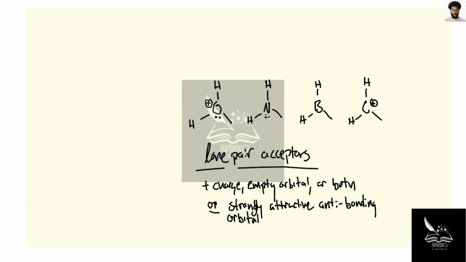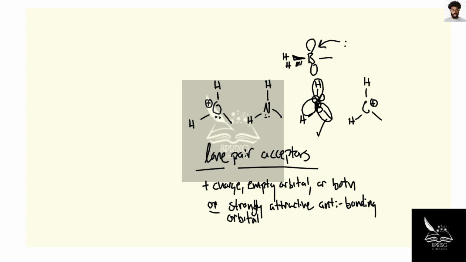Contrast that with boron here, which is sp2 hybridized, right? It's got three sp2 bonds. And then if we viewed it side on, we would see that it has an empty p orbital. And this is exactly where the Lewis acidity is coming from. That's a very attractive location for lone pairs to go. So that is a Lewis acid.